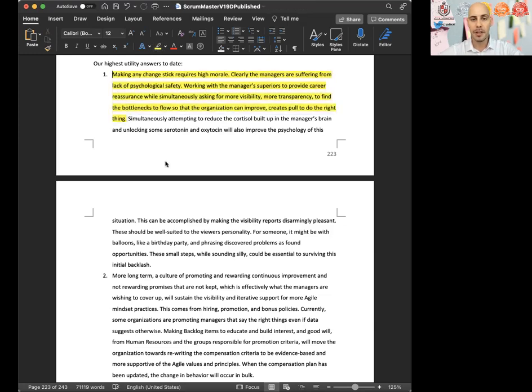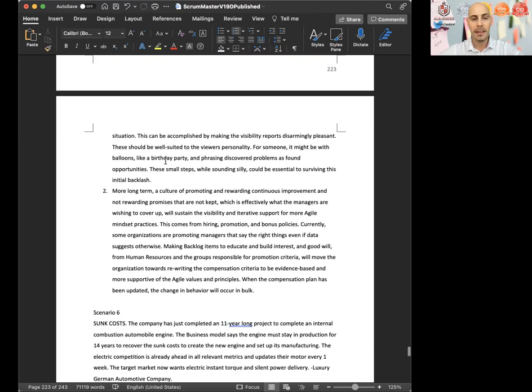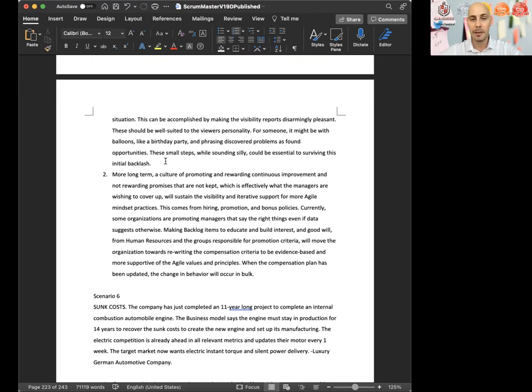Simultaneously attempting to reduce the cortisol buildup in the manager's brain and unlocking some serotonin and oxytocin will also improve the psychology of this situation. This can be accomplished by making the visibility reports disarmingly pleasant. These should be well suited to the viewer's personality. For someone, it might be with balloons, like a birthday party, and phrasing discovered problems as found opportunities. These small steps, while sounding silly, could be essential to surviving this initial backlash.